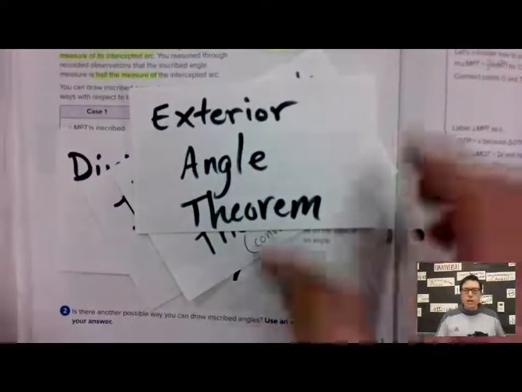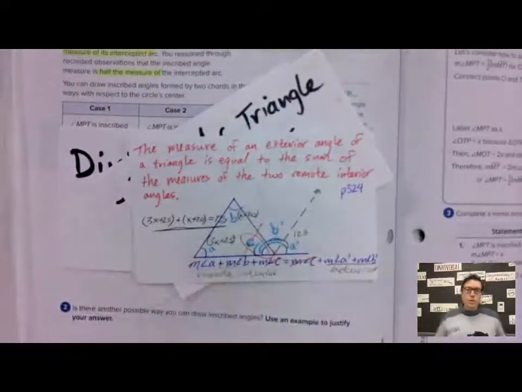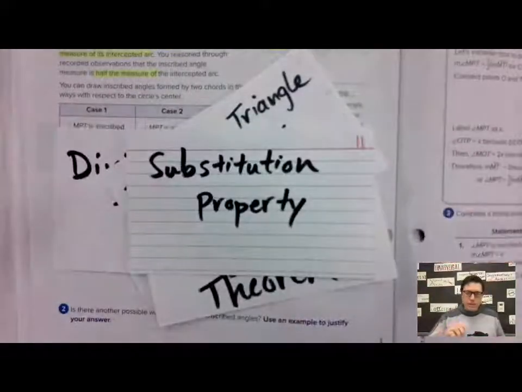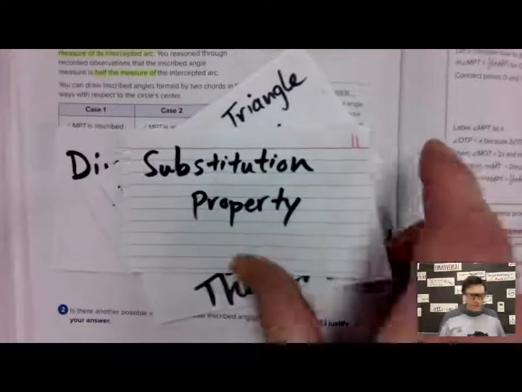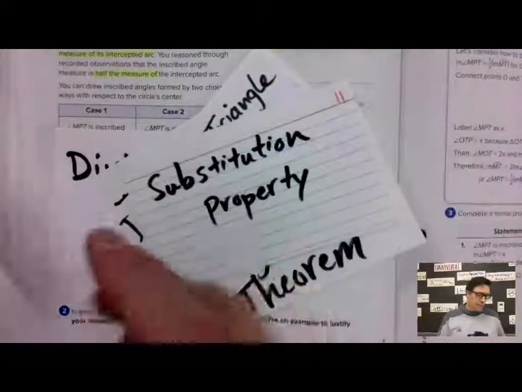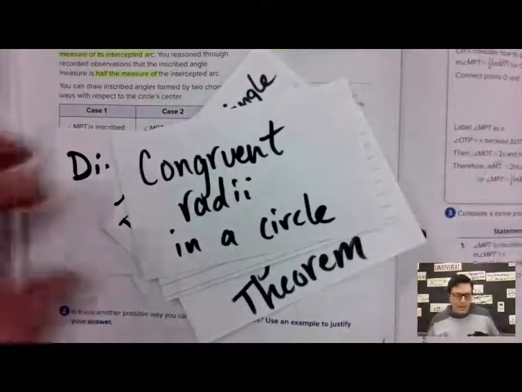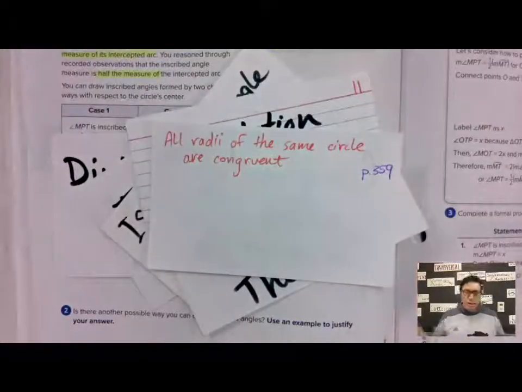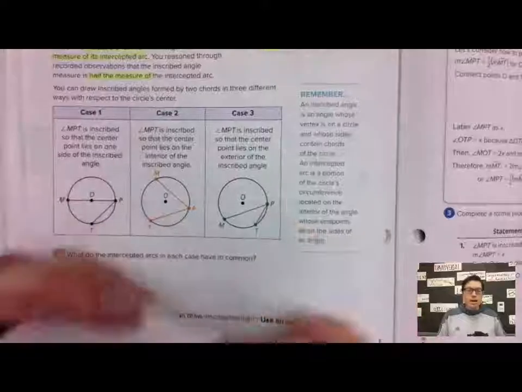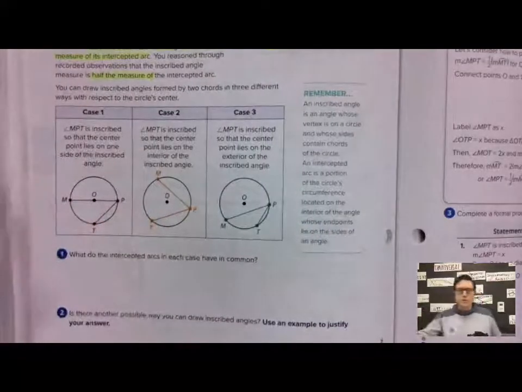The exterior angle theorem. It says that the two remote interior angles add up to the exterior angle of a triangle. The substitution property, which we've been using all over the place. Anytime we have to make a sub, this is what's doing it. So substitution property, and then make one congruent radii in a circle. All the radii of the same circle are congruent because that's how a circle is defined. In fact, that should probably be the definition of a circle.